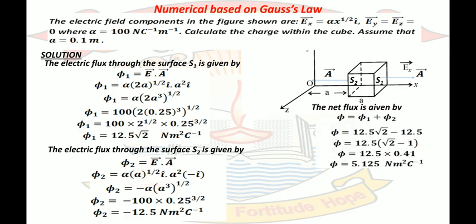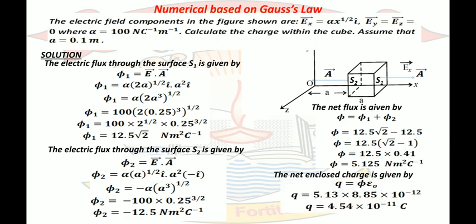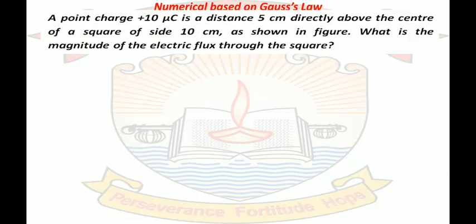Now the net flux will be negative on S2. Why is it so? Because here the area vector and electric field are in opposite directions. So the value of phi is like that, and then the net enclosed charge is given by Q equal to phi times epsilon naught. We'll put in the values and get the result. Please try to understand the method. Somewhere there is a calculation mistake, please rectify that. Okay, let us move to the next question.